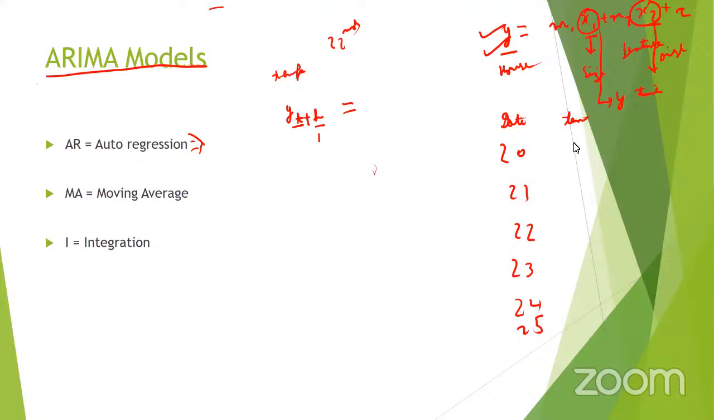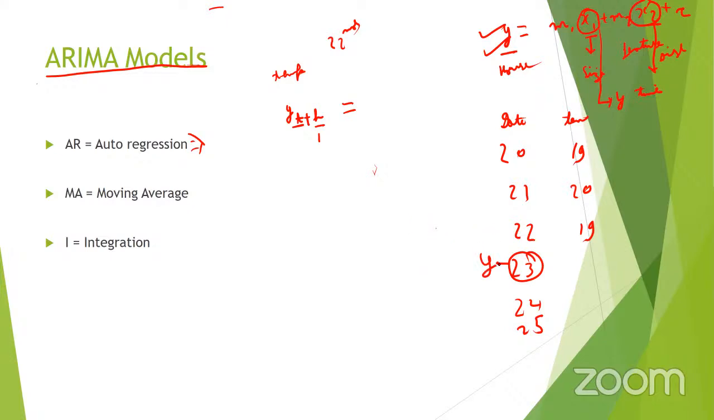I know that on 20th December, my temperature was around 19 degrees Celsius. On 21st, it was around, let's say, 20 degrees Celsius. On 22nd, it was again 19 degrees Celsius. Now I want to know the temperature on my 23rd date. So this 23rd, my variable of interest that I want, will become y.